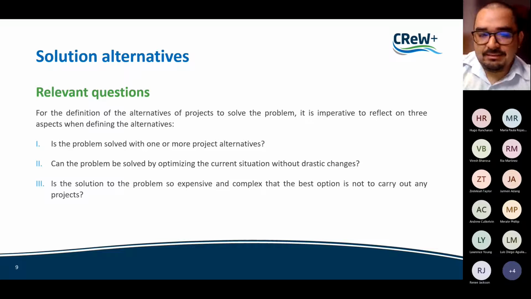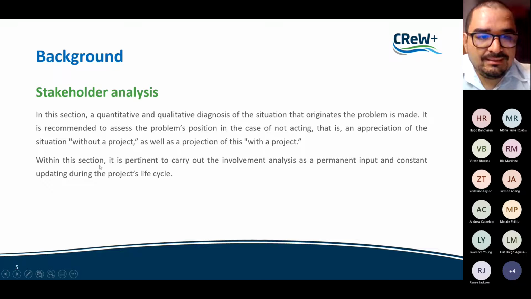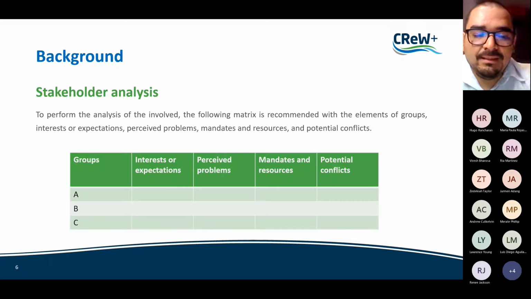Well, let me see. Jermaine asked me in the chat, how do you make sure you identify all the stakeholders? Maybe you are not 100% sure that you identified all the stakeholders, but because of that, it is important, within this section, to carry out the involvement analysis as a permanent input with constant updating during the project life cycle. You first start with a first proposal of a stakeholder analysis, and along the road, maybe you identify new groups, or groups that maybe are not really stakeholders. So this is a constant exercise during the whole project life cycle.